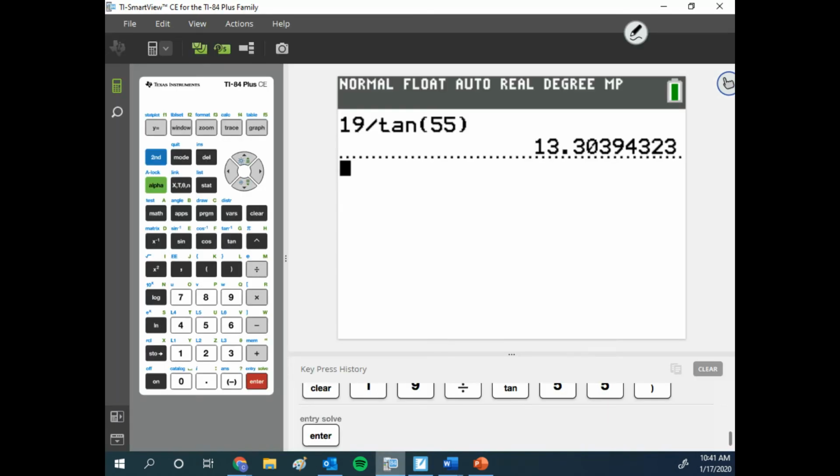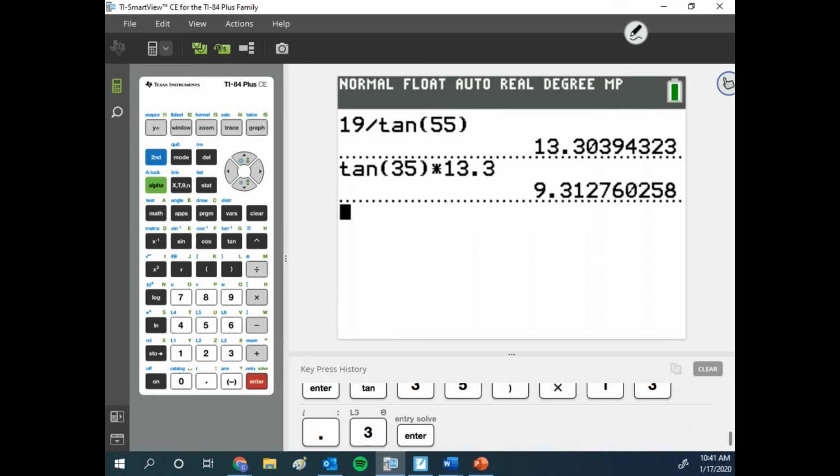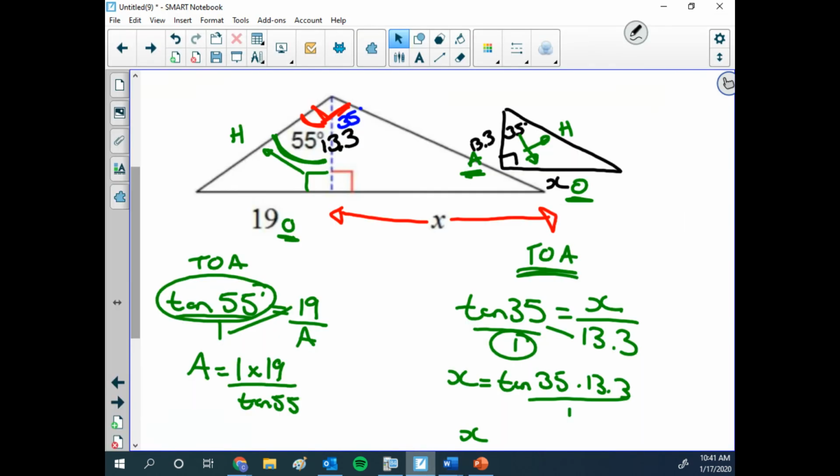So on my calculator, it's tan of 35. Make sure you close the angle, because I'm not multiplying that angle by 13.3. I'm multiplying tan of 35 by that. Times that by 13.3, I get 9.3. So X is equal to 9.3 would be the length of that portion of X.